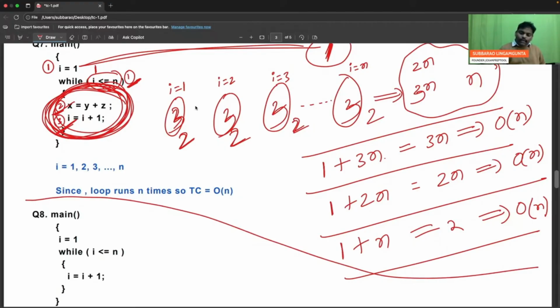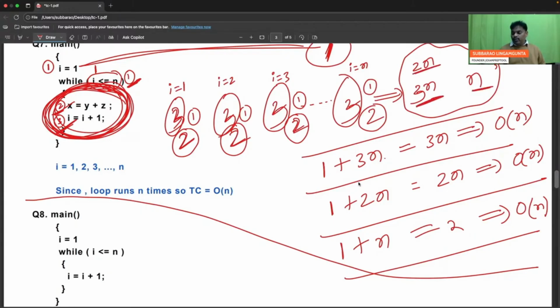Someone may say that every time you execute one statement, assume that the total block is one statement. Every time one, that is also okay. Yeah, all are correct. That is the reason it is called approximate analysis. Every time one n, every time two n, every time three n.